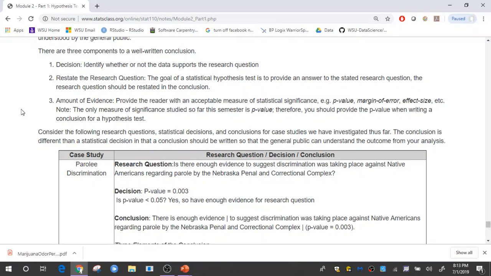There are three components to a well-written conclusion. The first is just your decision: identify whether or not the data supports the research question. The second component is to restate the research question. The goal of a test is to provide an answer to a research question, so the research question should be restated in your conclusion. And then the third component is to provide a measure of evidence or a level of evidence. Provide the reader with an acceptable measure of statistical significance. That could be a p-value, a margin of error, or an effect size. Up to this point, we've only talked about p-values, so for now, our conclusions will include p-values.